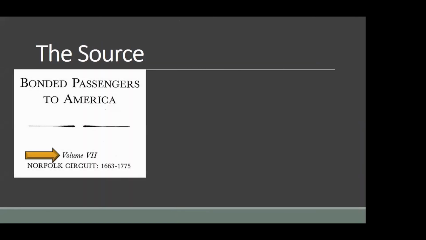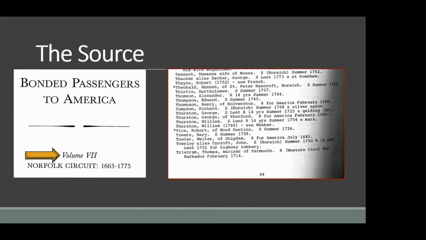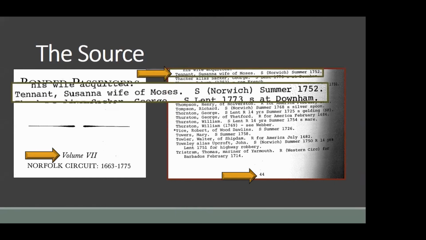Based off of that, I can then go look at this particular volume. So here I find Bonded Passengers to America, volume 7, go to page 44. Well, I discover Susanna Tennant, wife of Moses, sentenced to be transported to the American colonies for 7 years. Her trial was in Norwich in the summer of 1752.